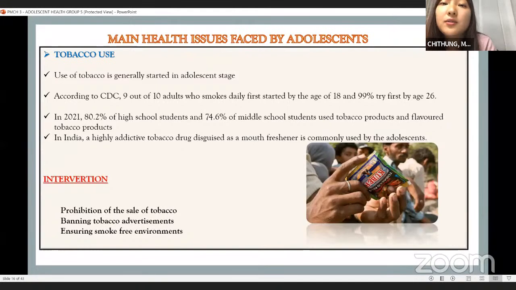Tobacco use. Use of tobacco generally starts in the adolescent stage. According to the CDC, 9 out of 10 adults who smoke daily first started by the age of 18, and 99% tried first by the age of 26.